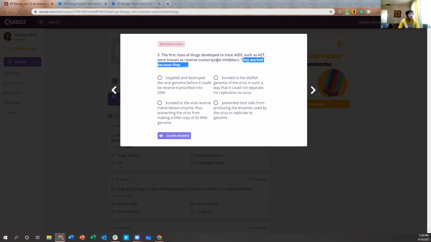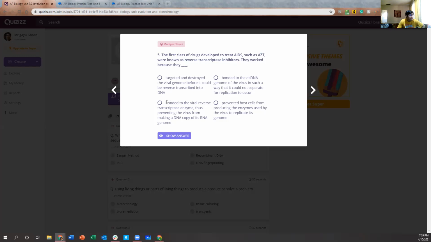The first class of drugs developed to treat AIDS, such as AZT, were known as reverse transcriptase inhibitors. They work because if they're inhibiting, they're stopping. Reverse transcriptase is what allows RNA, remember, transcription is DNA to RNA, so reverse transcriptase is the enzyme that allows viral RNA to turn back into DNA once it infects the host. So if it's inhibiting reverse transcriptase, it's inhibiting the virus's ability to turn from RNA back into DNA, so that it can infiltrate the host's genetic information.